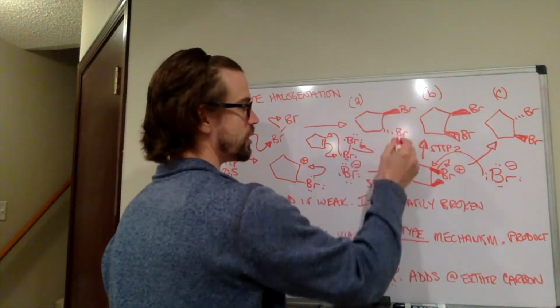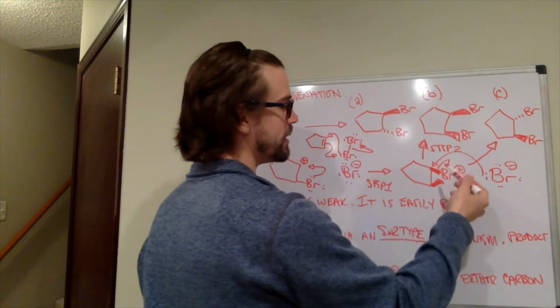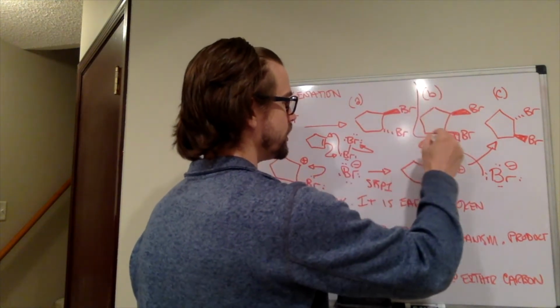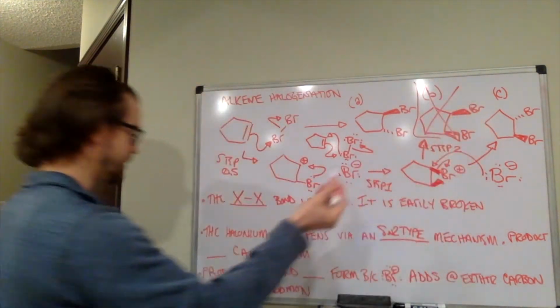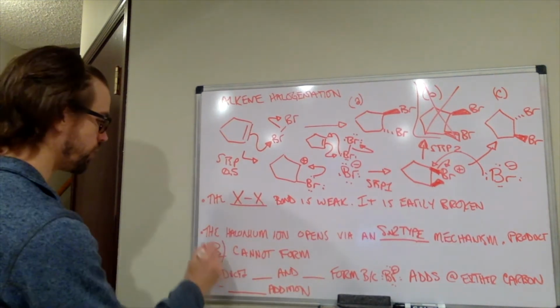Which product can't be a possibility? Well, this one's anti, right? This one, the bromine could have added to that side and made that. So the one that's not possible, we'll cross that one out. That one is not forming. So product B cannot form.